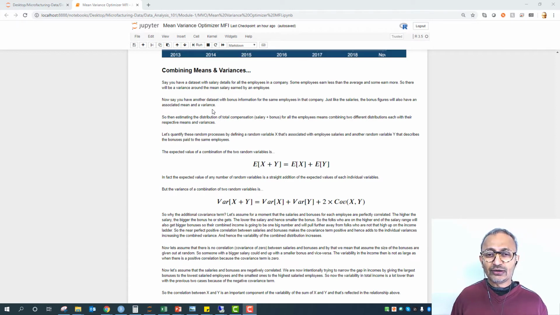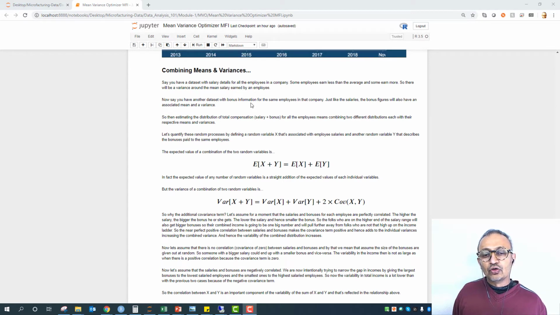So let's assume you have salary and bonus details. Let's say you have a company, and you have salary and bonus details of every one of the employees in the company. Some employees, of course, earn less on average, and some earn more, which is pretty natural. So there is a variance around the average salary for an employee.